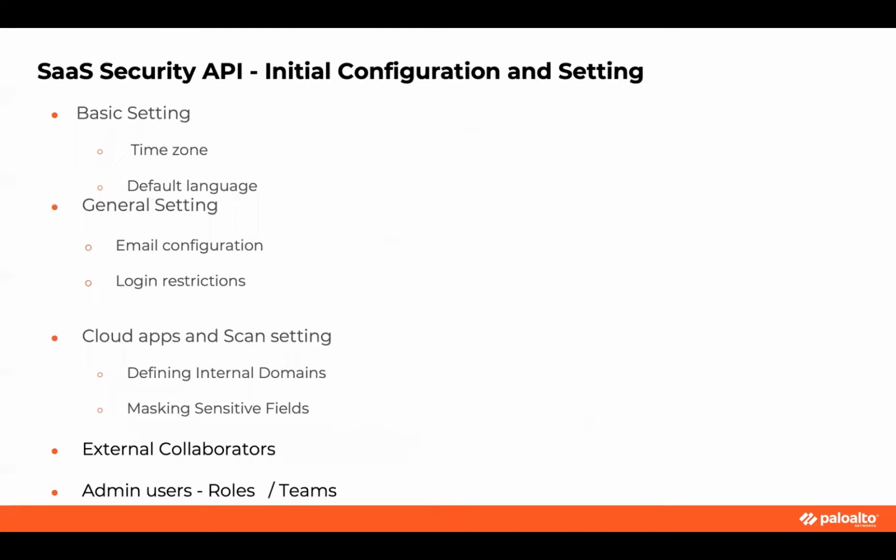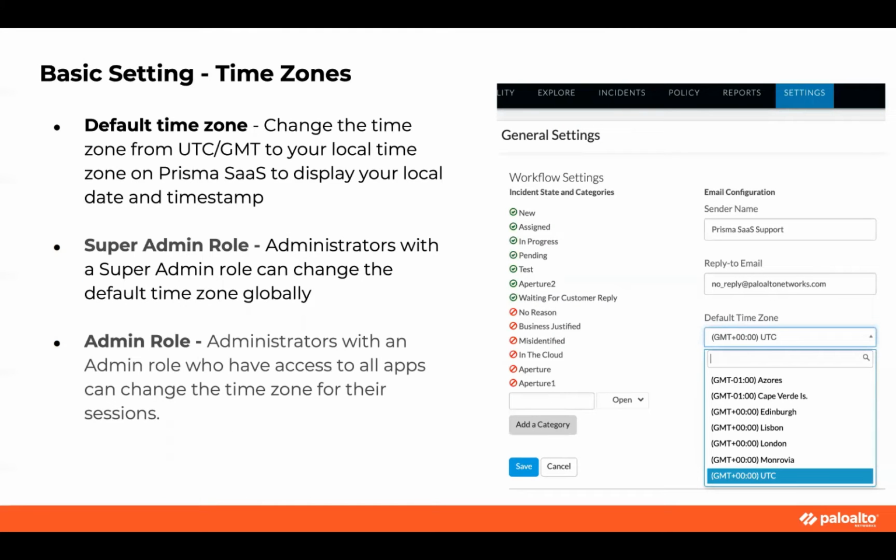We talked about the importance of some initial settings and configurations, such as defining an internal domain list. Here is a list of important settings that need to be done. We go through each of these. First, we must change the time zone to local time zone to display the local date and timestamp. Only a super admin can change the default time zone globally. Admins who have access to all apps can change the time zone for their sessions.